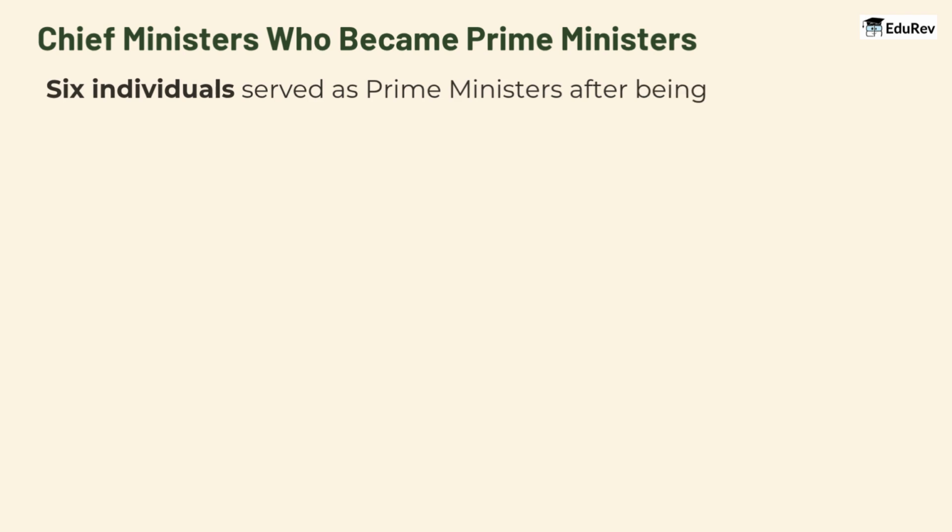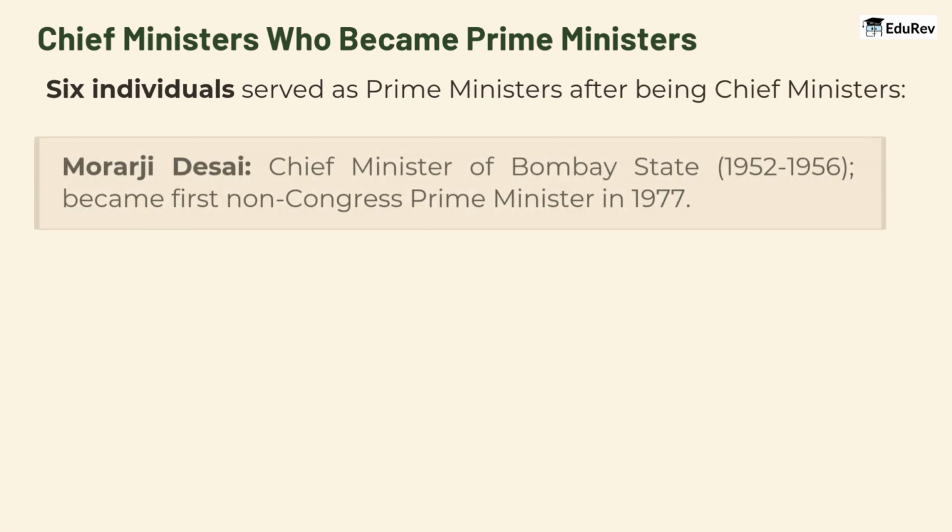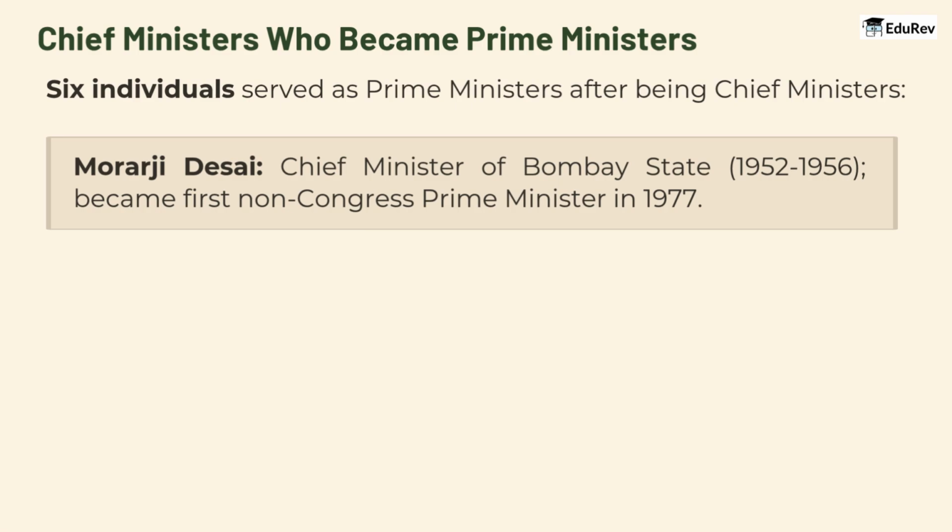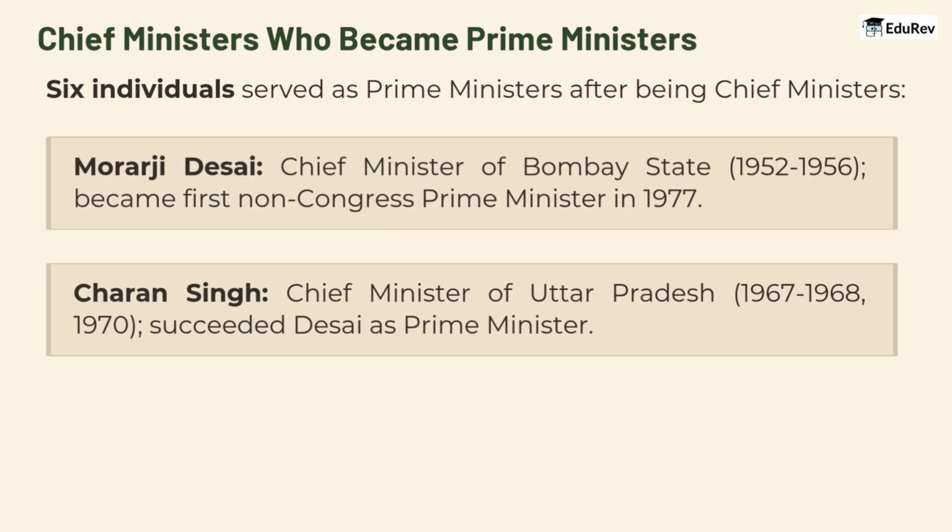Now, let's look at some chief ministers who became Prime Minister. Six individuals served as Prime Ministers after being Chief Ministers. Morarji Desai, Chief Minister of Bombay State 1952 to 1956, became the first non-Congress Prime Minister in 1977. Charan Singh, Chief Minister of Uttar Pradesh 1967 to 1968 and 1970, succeeded Desai as Prime Minister.